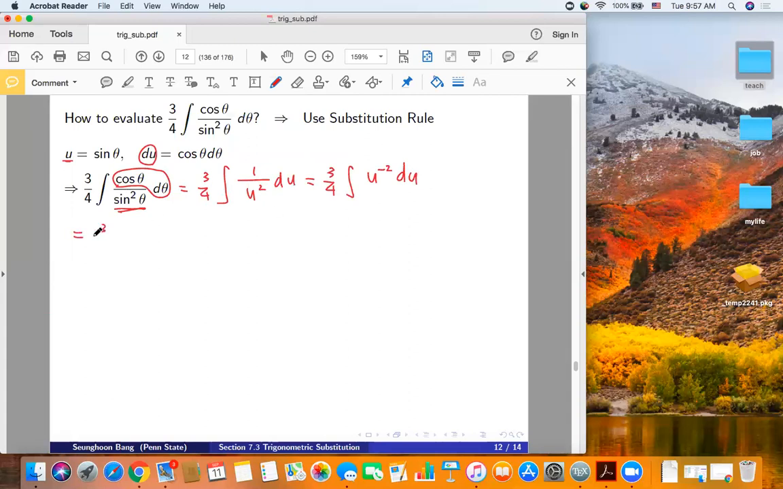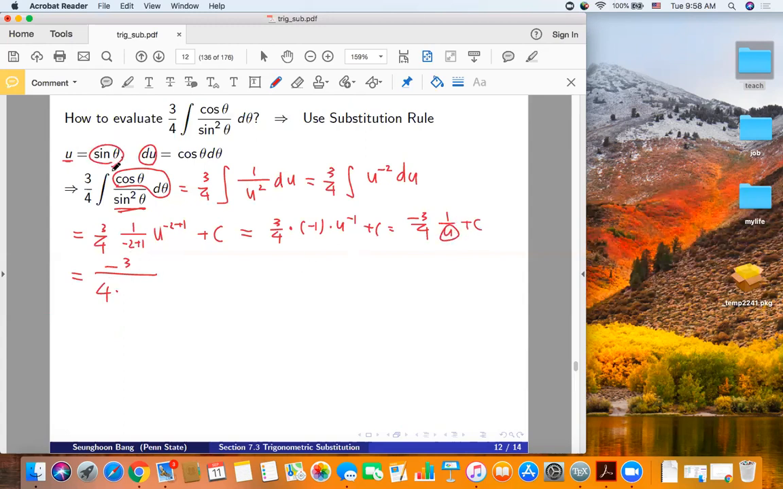So the same, 3 over 4 times the integral of u to the negative 2. Use the power rule: 1 over negative 2 plus 1 times u to the negative 2 plus 1, plus c. This is 3 over 4 times negative 1 times u to the minus 1 plus c. So 3 over 4 times minus 1 is negative 3 over 4 times 1 over u plus c. Right? This is the whole idea. Then change back: u is sine theta, so negative 3 over 4 times 1 over sine theta.